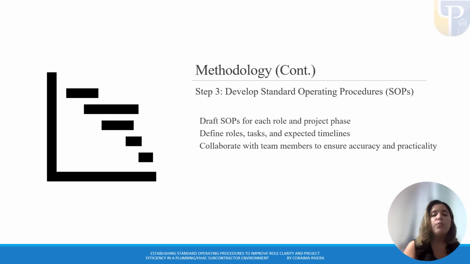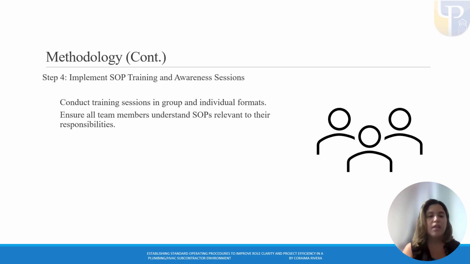For step 3, we will be developing the standard operating procedures, or SOPs, just getting our hands dirty and starting drafts for each role and project phase. We will define the roles, the tasks, and the expected timeline. This is all based on the data from the assessments, and we collaborate with team members to ensure accuracy and practicality. For step 4, we will implement SOP training and awareness sessions. This is a crucial part, and we cannot continue without this being completed. We need to conduct training sessions in group or individual, wherever they prefer, and ensure all team members understand the SOPs relevant to their responsibilities and role.